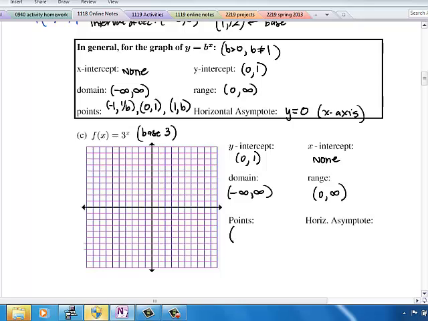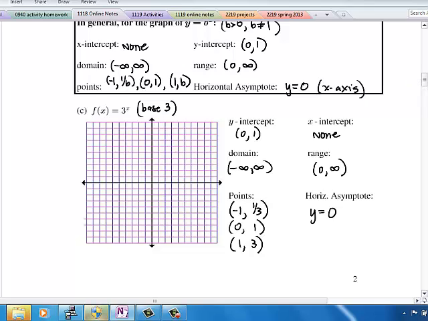And then the points, we want -1, reciprocal of the base would be a third, 0, 1, and then 1, and the base is 3. We could list other points as well, but those are the nice points where we've got the most telling curve of the graph. The horizontal asymptote will be at y equals 0.